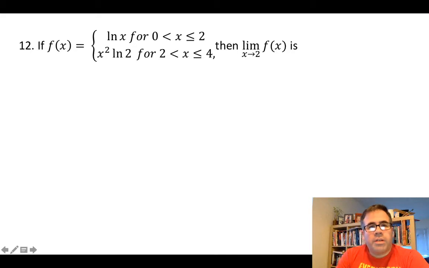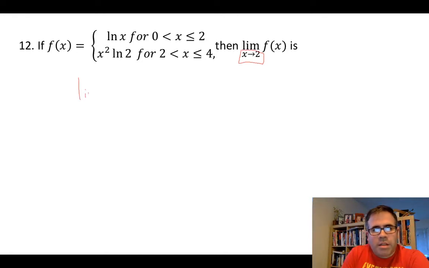We have here a piecewise defined function. f of x is natural log of x for x between 0 and 2, inclusive of 2 on this side, and it's equal to x squared natural log of 2 for x between 2 and 4. It asks what is the limit as x goes to 2 of f of x. They didn't specify a side, so let's look at both sides.